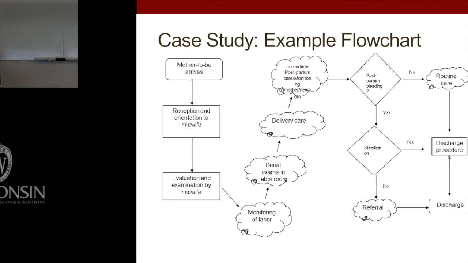And any place that you don't exactly know what happens, you can put in a cloud or a bubble. Because that might be something you need to look at: someone is monitoring labor, but you don't know how often. Is it hourly? Does the intensity or the periodicity change depending on how close she is to giving birth? And then what kind of delivery care is going on? So you don't have to know everything to make a flow chart.